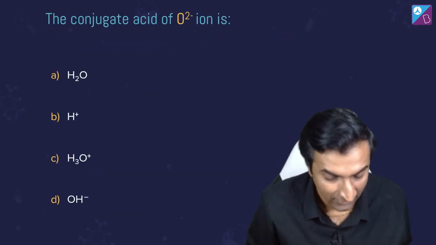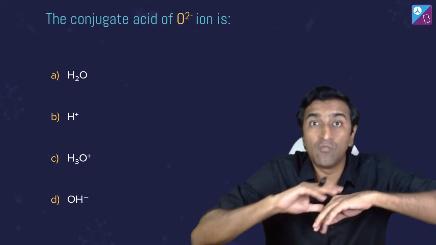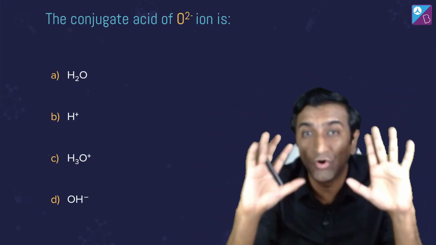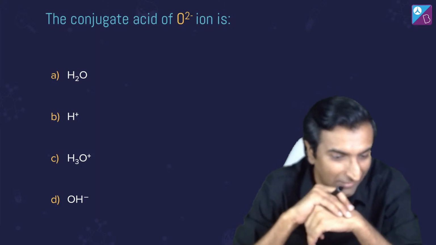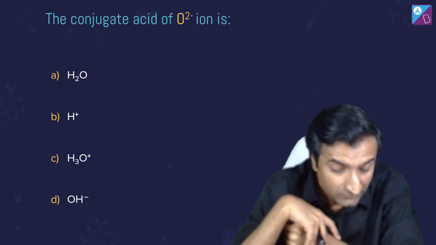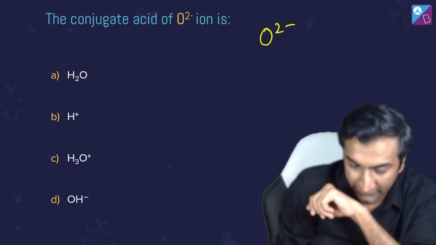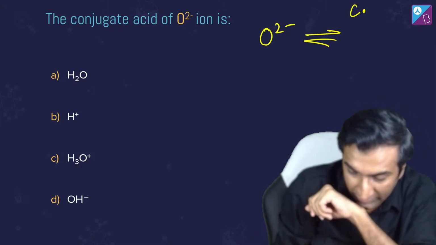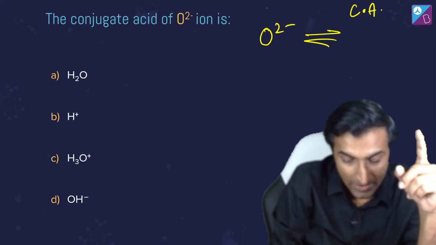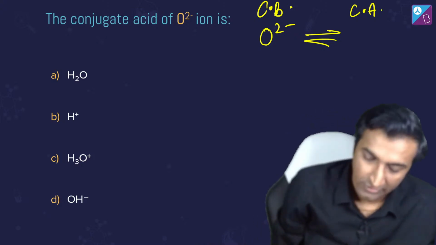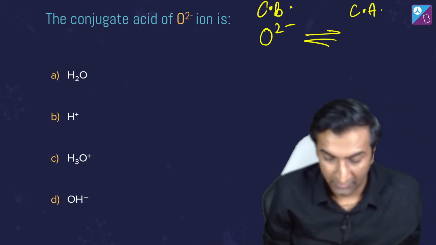Nice. One more question. The conjugate acid of O2 minus ion. Oh, what will this be? The conjugate acid of O2 minus ion. How are you going to solve this? Priyanshu, absolutely, good job. What is the conjugate acid of O2 minus ion? We need the conjugate acid of O2 minus. O2 minus itself is the conjugate base of that said acid, right? They form a conjugate acid base pair, essentially.